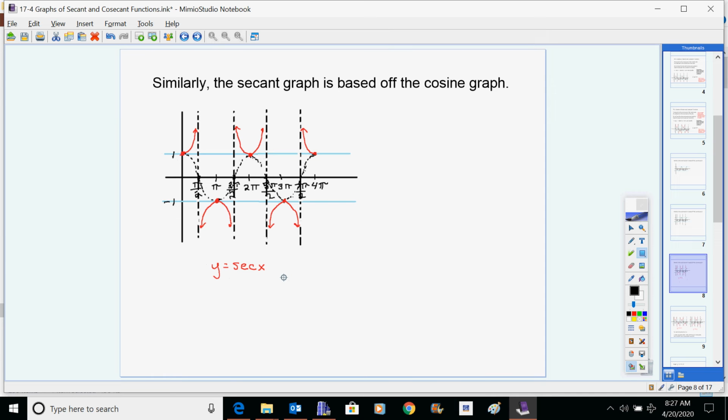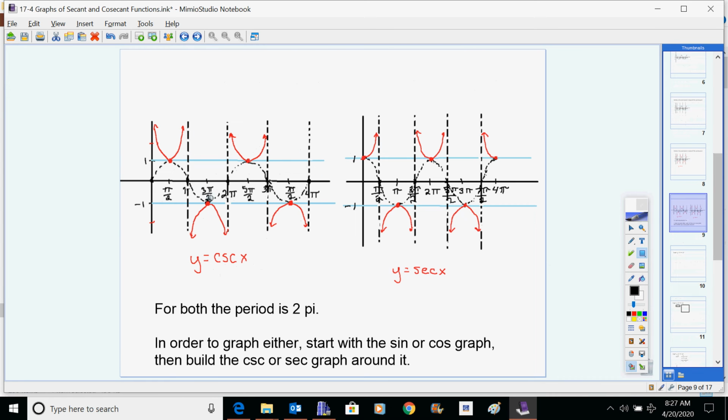I will be looking for your asymptotes to be in the correct places. I will be looking for these key points to be in their correct places. And I will be looking for the infinite parts to be heading in the right direction and approaching. All right, so we have here, once again, our basic cosecant graph is the red parts here, and our basic secant graph is here, and then they get shifted up, down, left, right, could be stretched, could be compressed.